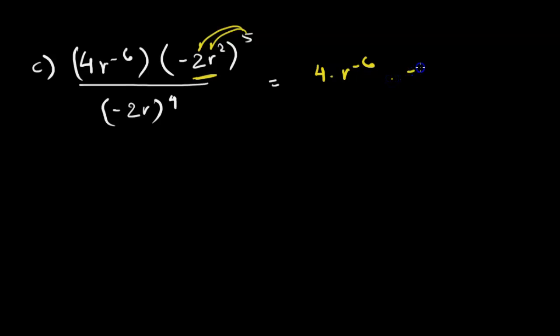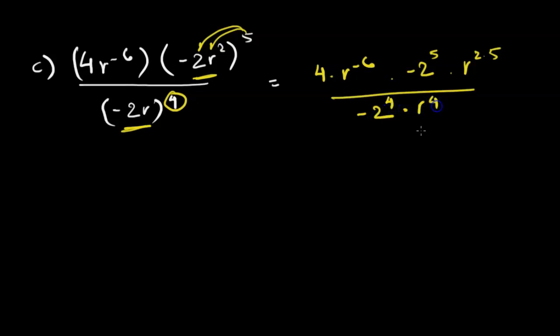So we can write it as -2 to the power of 5 times r to the power of 2 times 5 over, here also the power of 4 is on the entire bracket, so -2 to the power of 4 times r to the power of 4. Now to solve this, we can bring all the constants together because there are two different terms. One is a constant and one is the variable r. So we can bring the constants on one side and the variables on the other side.